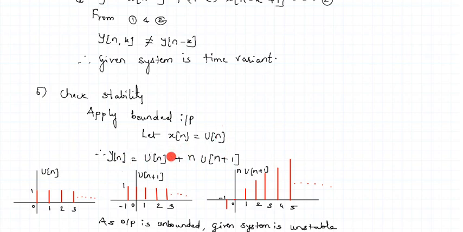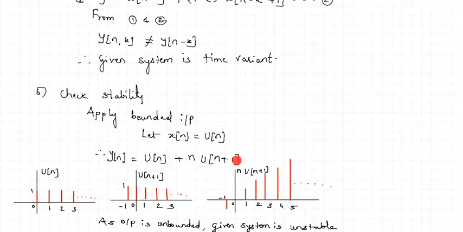It is as if we have applied a bounded input to the system, because the unit step signal is a bounded signal. Now we need to check whether a bounded input to the system is resulting in a bounded output. Whether y of n will be a bounded output is what we need to check. If y of n becomes bounded, we call the system stable. If y of n is an unbounded signal, we conclude that the system is unstable. So let us try to sketch the y of n signal.